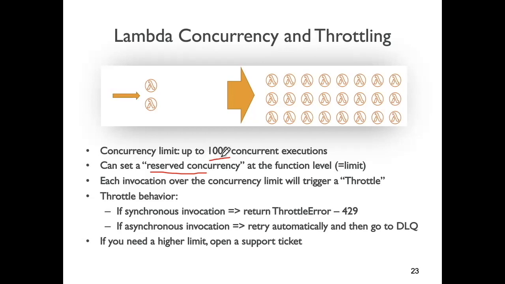So there's a limit of 1,000, but it's a good idea to set a reserved concurrency limit on individual Lambdas, and I'll explain why in a moment in the next slide. And that's just something that you would do at the CDK level in our case. It's just another option when we're configuring our Lambdas in our CDK code.